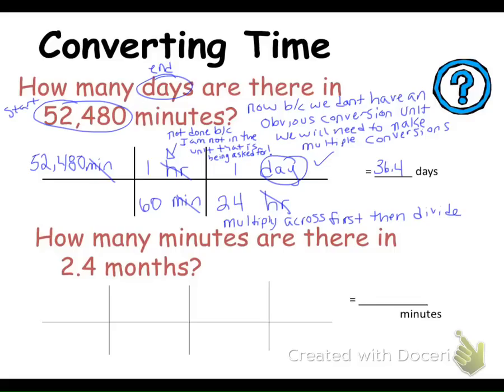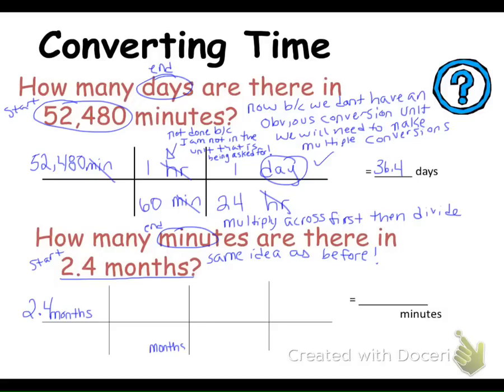Alright, so go ahead and hit pause here. Try this next one on your own. And then once you hit unpause, you'll see the explanation for it. So hopefully you hit pause, and then we'll start here with 2.4 months. We know that 2.4 months is going to be in this upper left-hand corner. We know that's what we're going to start with. So 2.4 months in this upper left-hand corner.